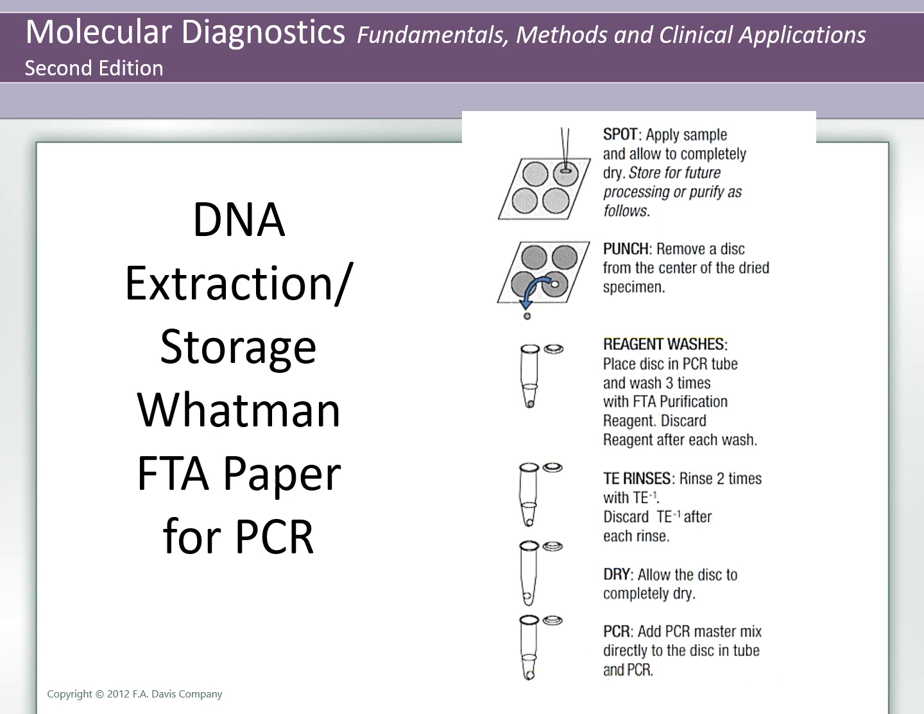So in the procedure here you can see the first step is the spot test, applying a sample and allowing it to completely dry and then store for future processing. Next, punching out a piece of the filter paper and removing a disc from the center of the dried specimen for testing. An example of testing that uses this type of methodology is newborn screening using blood spot to test for various disorders that can be hereditary, due to infection, or caused by maternal medical problems.